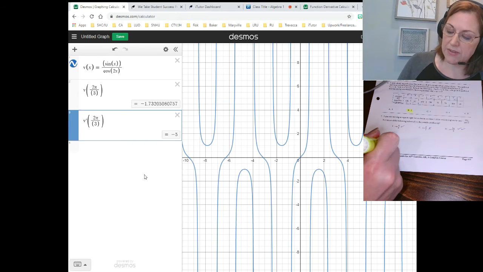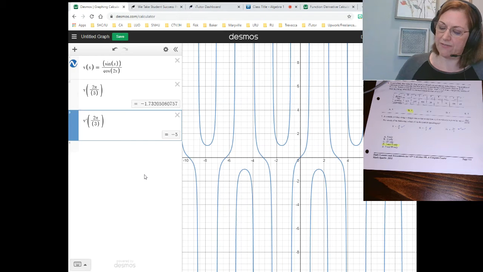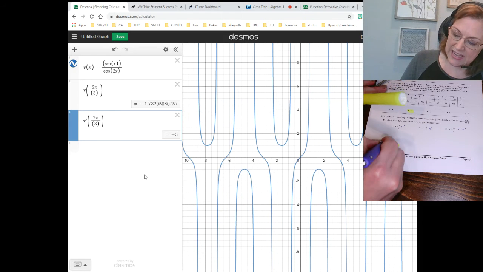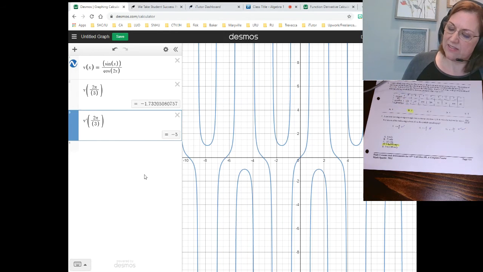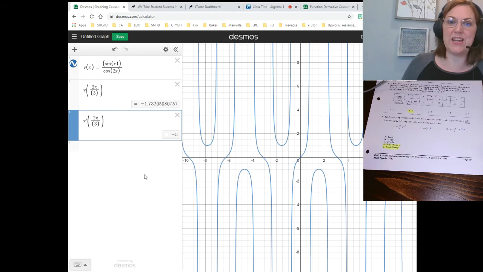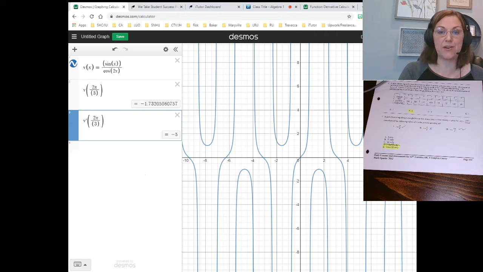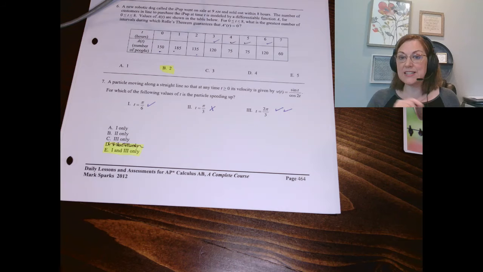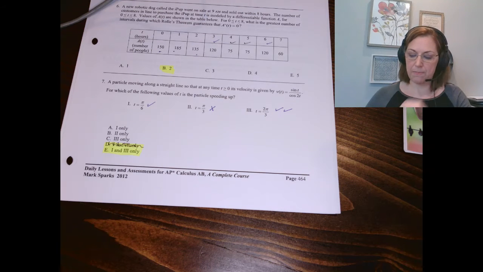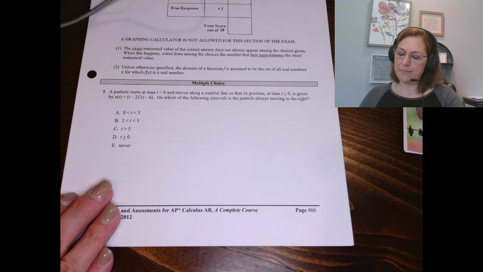So D is going to be, oops, not D, forgive me. This is E. E, 1 and 3 is where the object's going to speed up because that's where the velocity and the acceleration share the same sign. All right. So we're about halfway there.